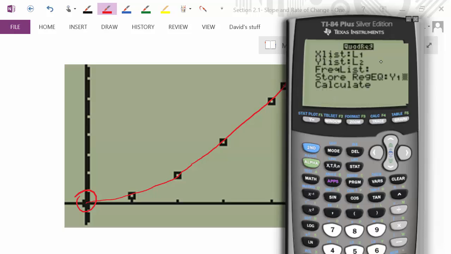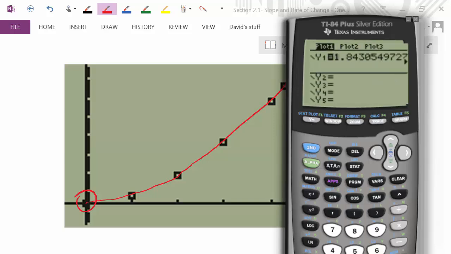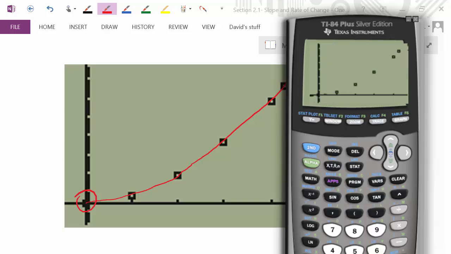And you'll notice now it's going to do a quadratic regression using the values we typed in and take the answer and store it in y1 for us. So now I'm going to hit arrow down, hit calculate, and voila, there is our regression equation. Note, it has filled it in for us into the y1 equation. And when you press graph, you'll see it's a pretty good fit.